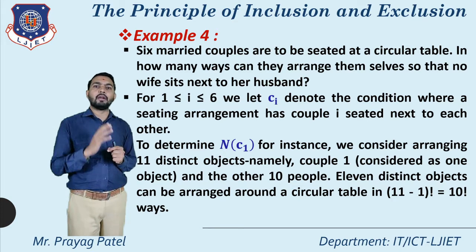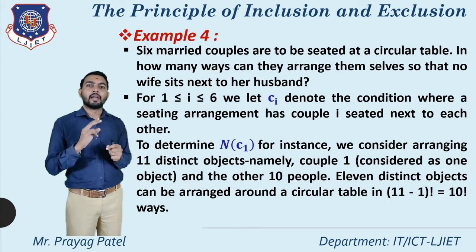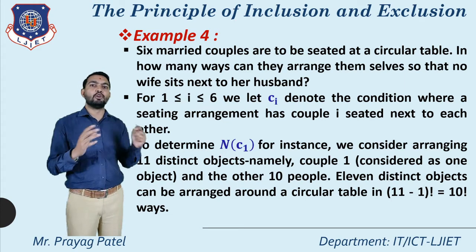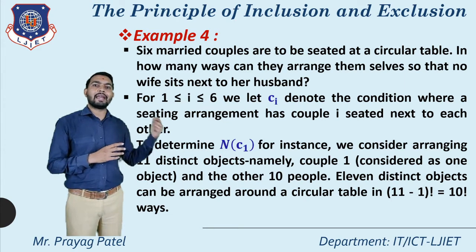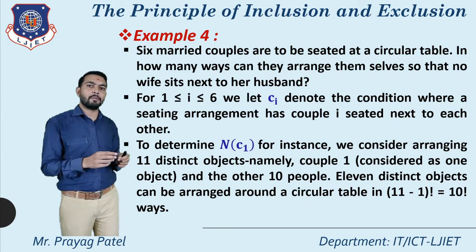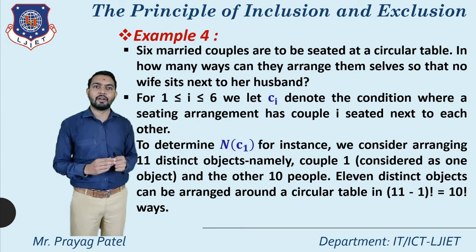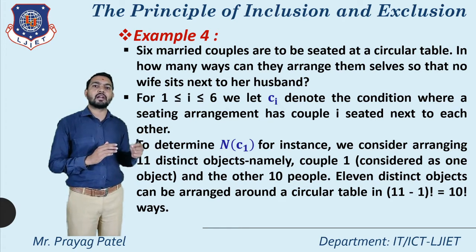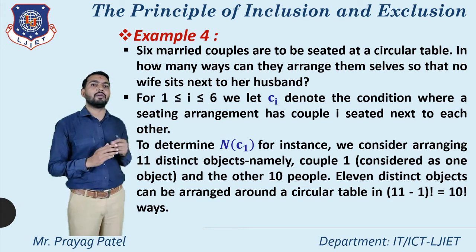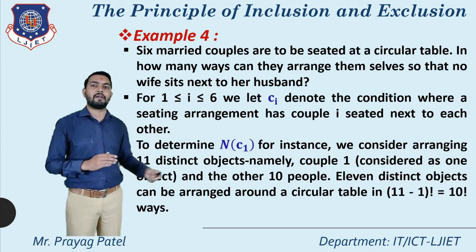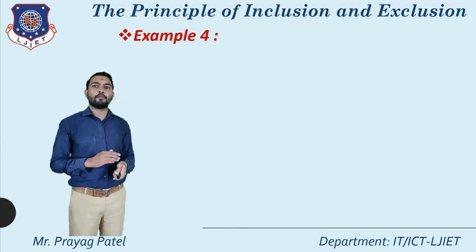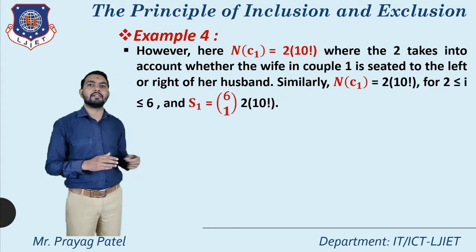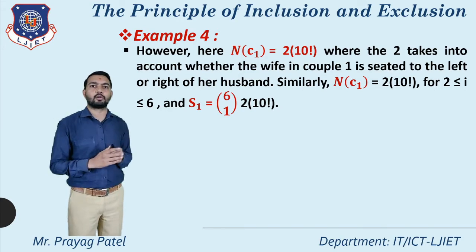Out of the 12 people, one is considered as a couple and the remaining 10 are individuals. So you can arrange the 10 different people and one couple, so total 11 objects are possible. 11 distinct objects can be arranged around a circular table in (11 minus 1) factorial, that means 10 factorial ways. Now in the same way we can find n(C1) is equal to 2 into 10 factorial.